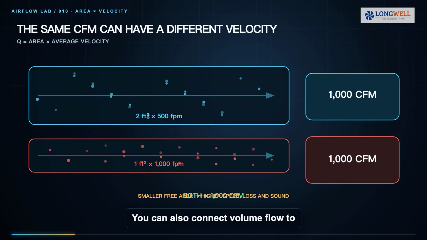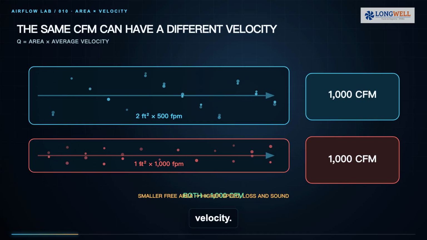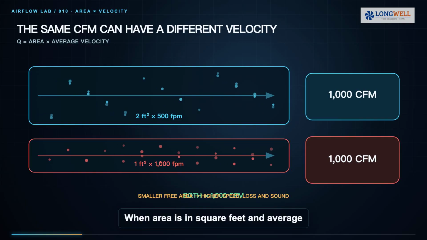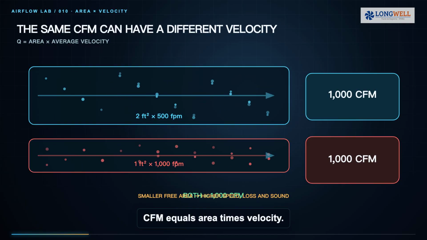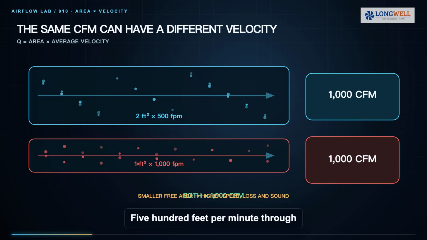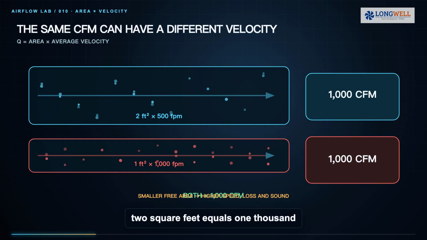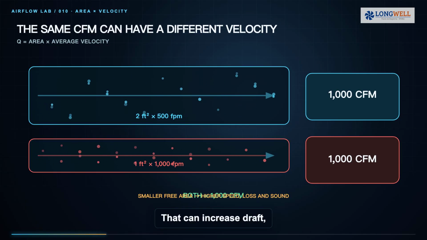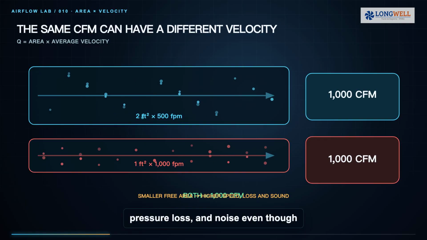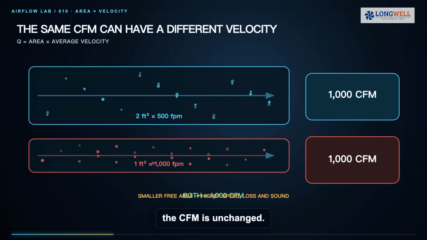You can also connect volume flow to velocity. When area is in square feet and average velocity is in feet per minute, CFM equals area times velocity. 500 feet per minute through 2 square feet equals 1000 CFM. Push the same flow through only 1 square foot and velocity doubles. That can increase draft, pressure loss, and noise even though the CFM is unchanged.